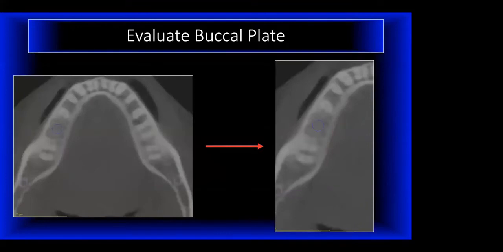The next thing I like to do is evaluate the buccal plate. What we're looking at is that buccal plate, are there any issues with it, such as, is it missing or is it real thin? We have learned over the years that the buccal plate is very significant in longevity, maintaining the soft and the hard tissue drape around that area.